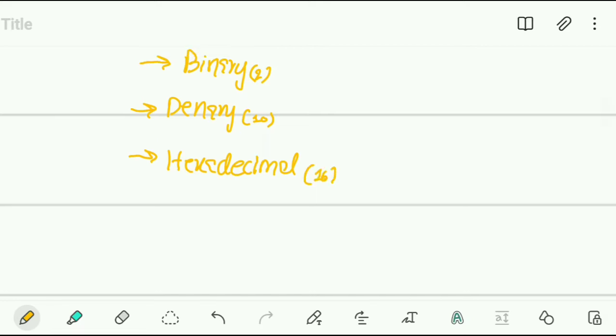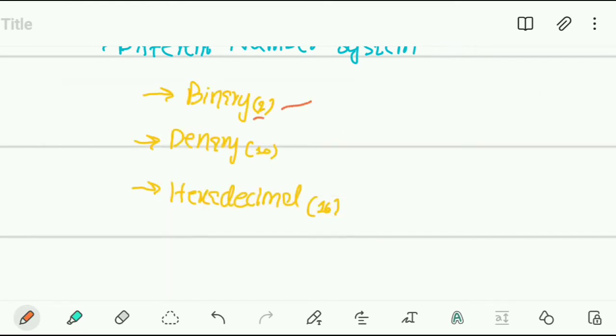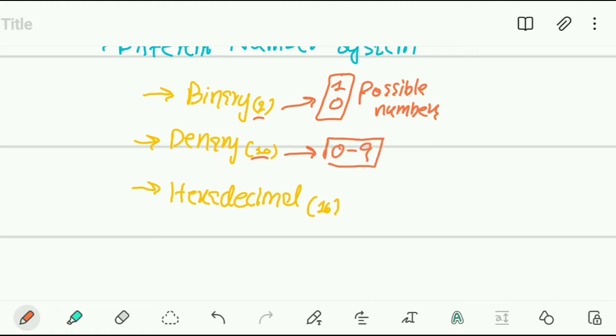So the base of binary is 2, which means it has only two possible numbers, 1 and 0. In denary, we have numbers ranging from 0 to 9: 0, 1, 2, 3, 4, 5, 6, 7, 8, 9. This is denary. Okay, these are the possible numbers.